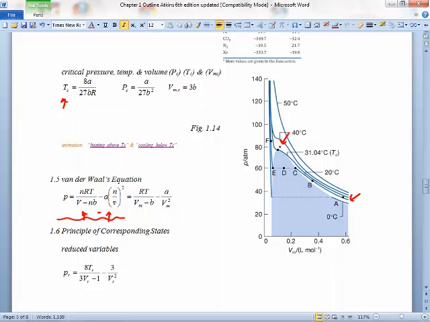Stuff sticking to stuff. Except we're not supposed to say that. We're supposed to use the A word: attraction. So that's the reduction in pressure due to attraction. That's where the little a becomes important.